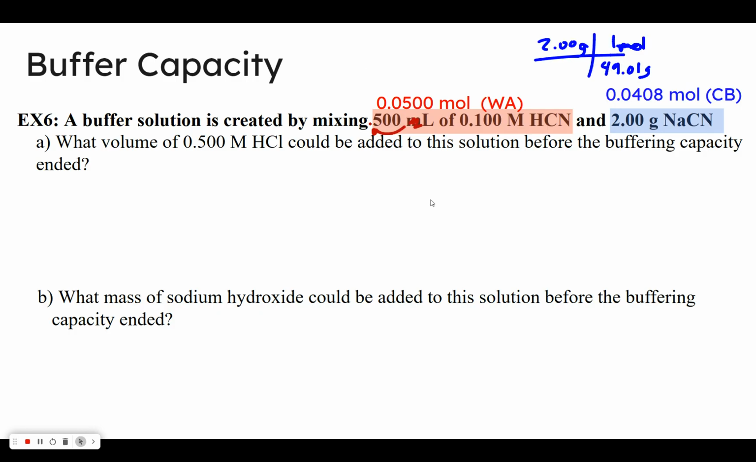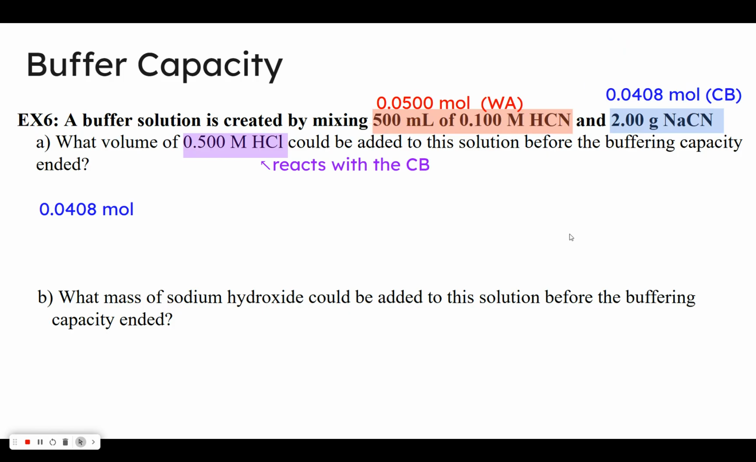So if that's reacting with the conjugate base, then the moles we care about at this point, we don't care about how much weak acid is there. It's irrelevant. We're going to take those 0.0408 moles of weak base, of conjugate base, and that's the moles of hydrochloric acid that can react until we've used up all of that sodium cyanide. So this is the moles of the conjugate base, but that is equal to the moles of HCl that can react before our buffering capacity is over and done with.